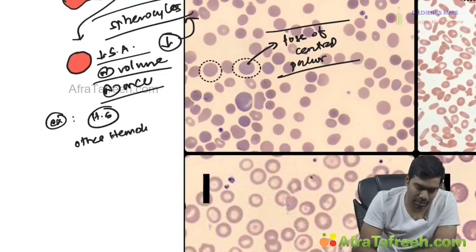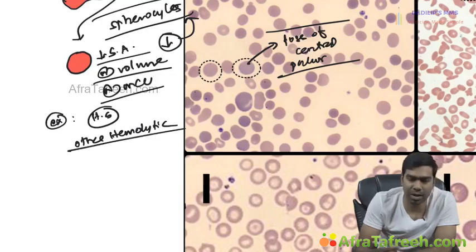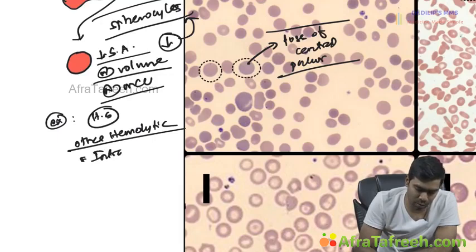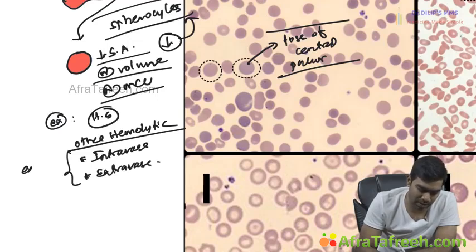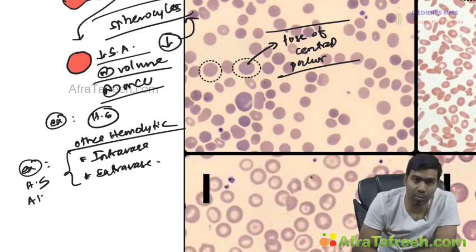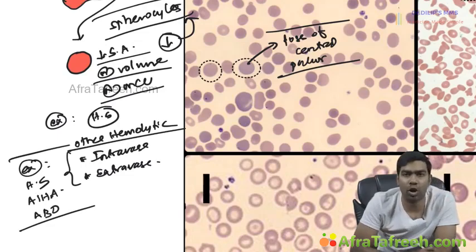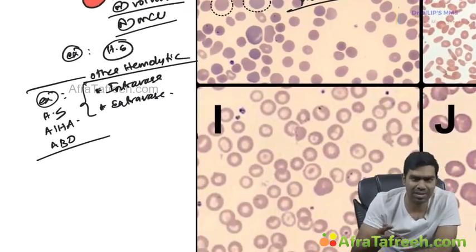Other hemolytic anemias where the membrane will be damaged and some part of the membrane may be removed, like intravascular as well as extravascular hemolysis. Best example will be hereditary spherocytosis, already I told you. At the same time, you can have something called autoimmune hemolytic anemia. You might also have something called ABO incompatibility. So some examples I'm telling you.